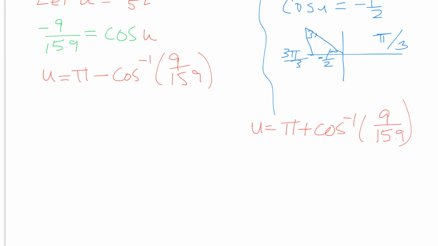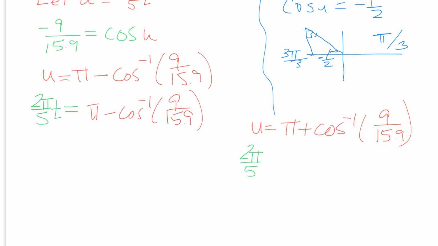So now I'm going to replace u with that 2 pi over 5 times t. So now I can say u is the same thing as 2 pi over 5 times t. And that's equal to pi minus the cosine inverse of 9 over 15.9. And the same thing goes over here. Replace the u back with the 2 pi over 5 times t. And that's equal to pi plus the cosine inverse of 9 over 15.9.